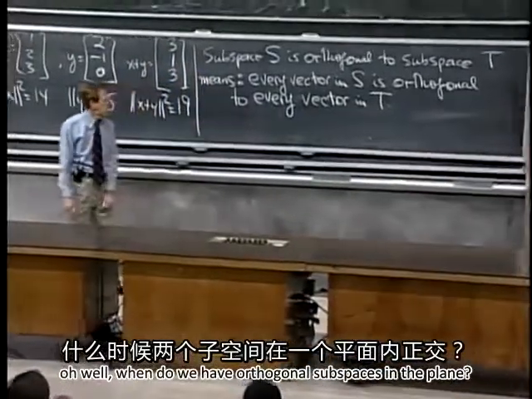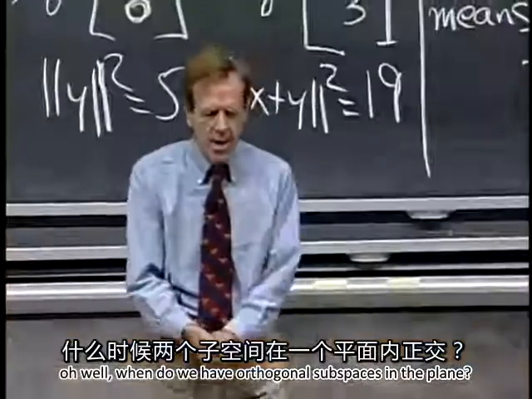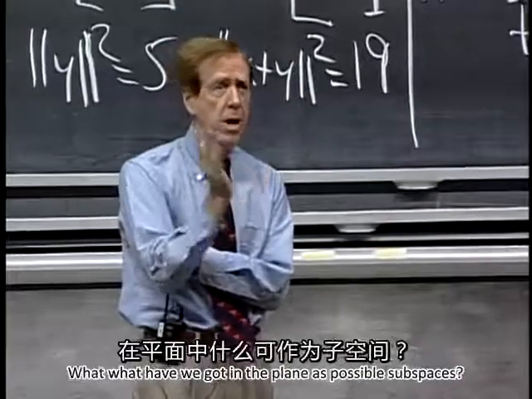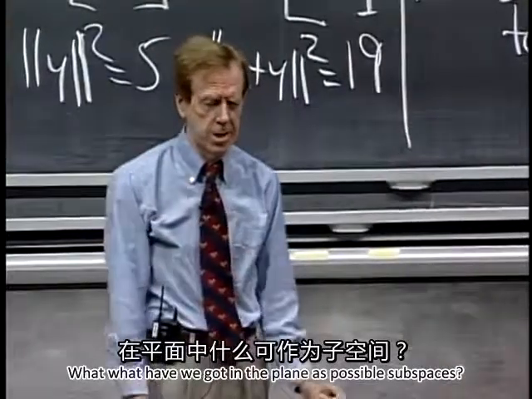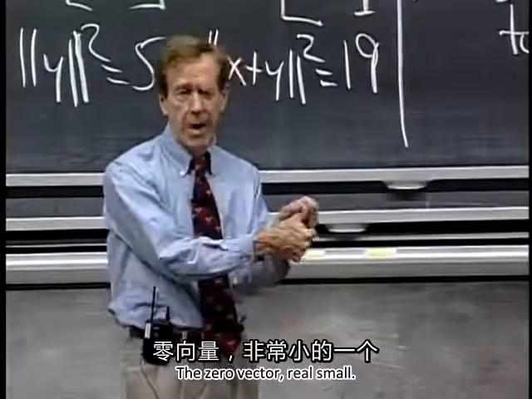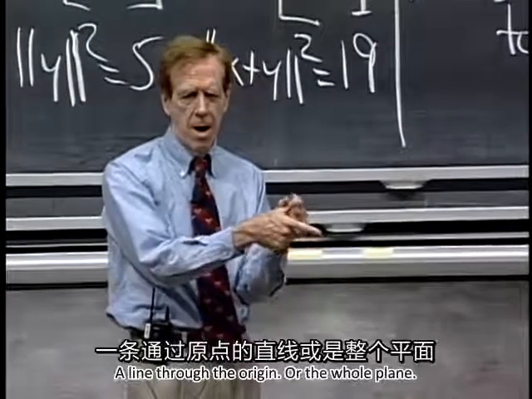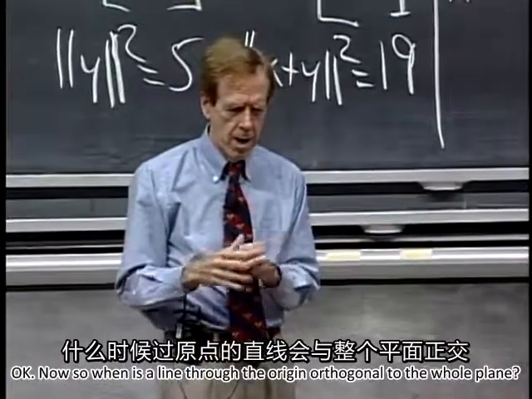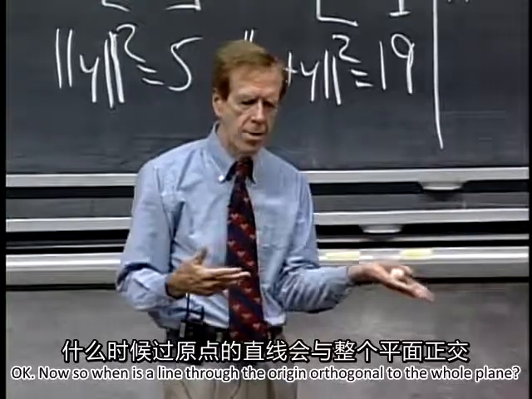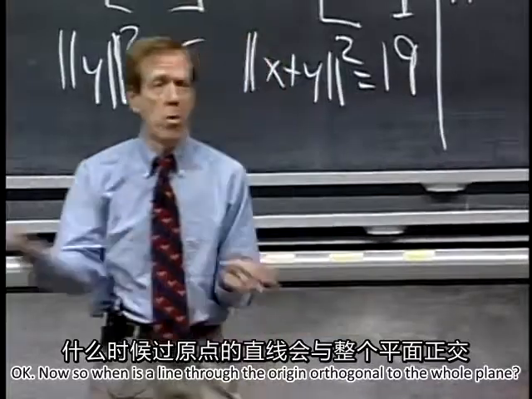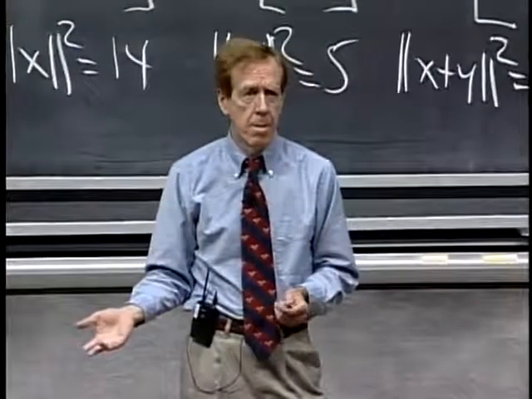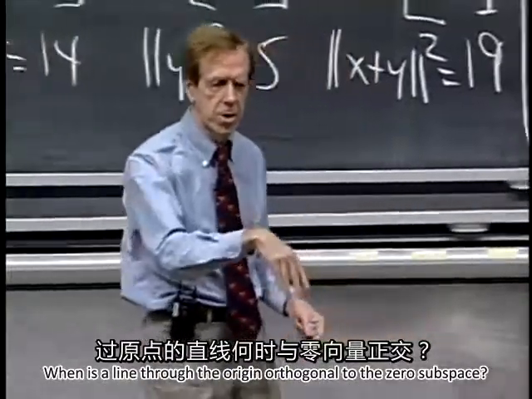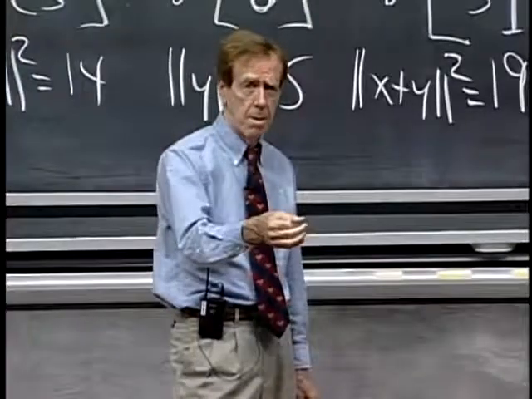Oh, well, when do we have orthogonal subspaces in the plane? Yeah, tell me in the plane. So there aren't that many different subspaces in the plane. What have we got in the plane as possible subspaces? The zero vector, real small, a line through the origin, or the whole plane. Okay. Now, so when is a line through the origin orthogonal to the whole plane? Never, right? Never. When is a line through the origin orthogonal to the zero subspace? Always.